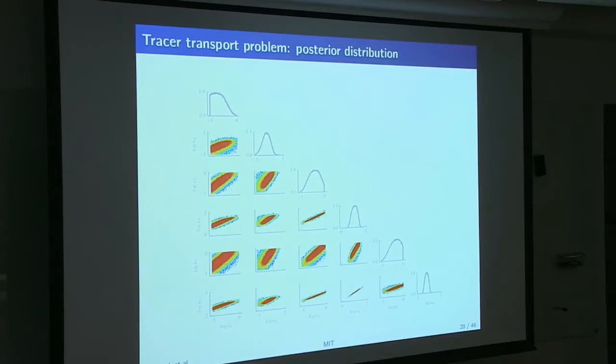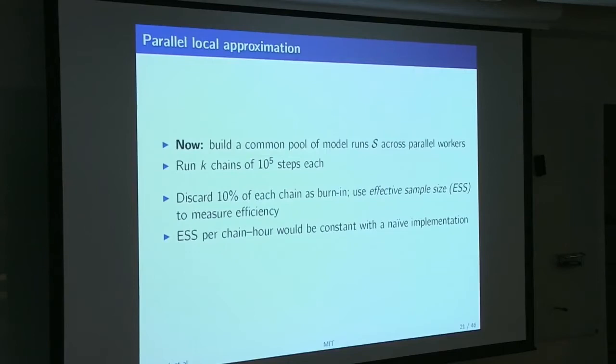And now I'm going to try to explore this posterior using the local approximation, but we're also going to try to do this in parallel. So this is kind of the additional ingredient. The idea is that if I have multiple chains running in parallel, how do I take advantage of that?